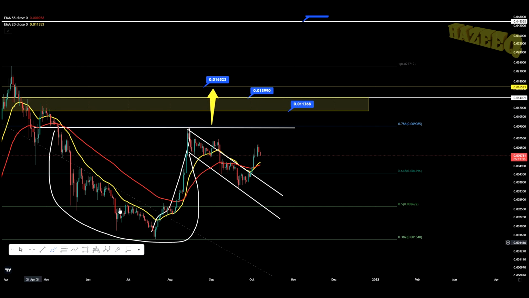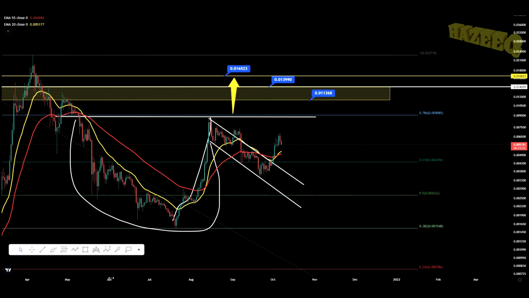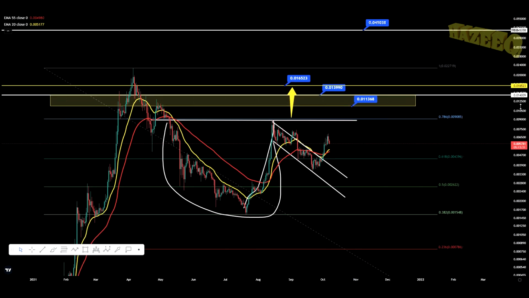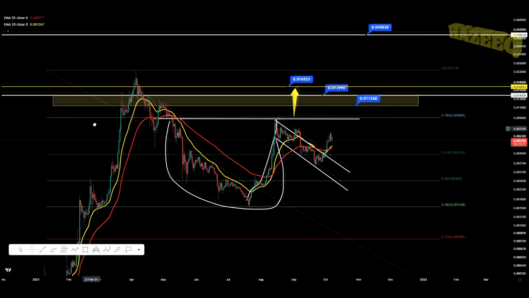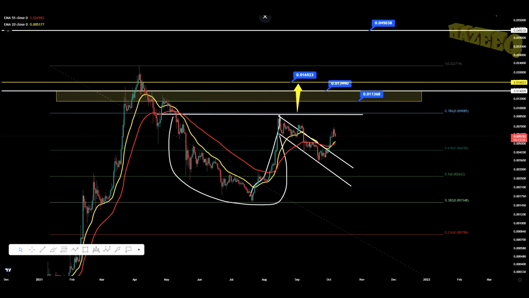Now, I will show you the bull market end targets because people constantly ask about the bull market end targets. And you can do it yourself, basically. So you have to take, I'm going to show you in a second.